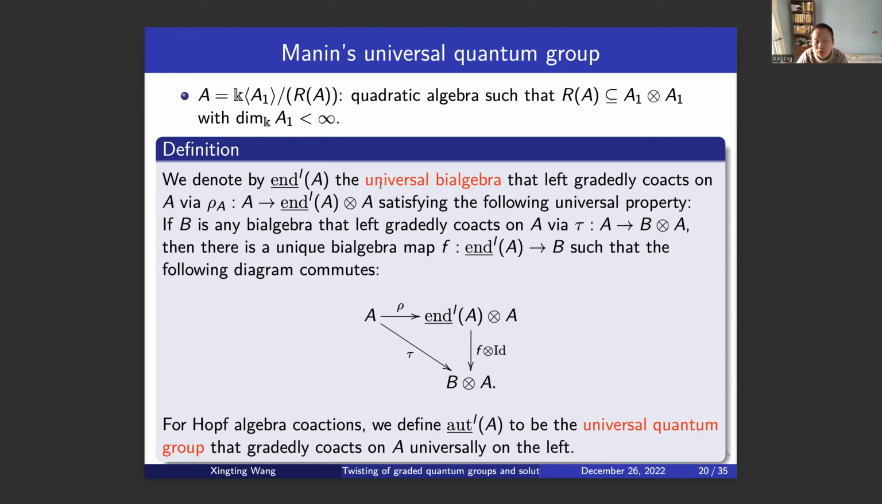Then we can define the so-called universal bialgebra. It was given by Manin in his, I think, 1988 lecture notes on non-commutative algebraic geometry, where he was trying to define what we now call the symmetric groups of non-commutative algebras.